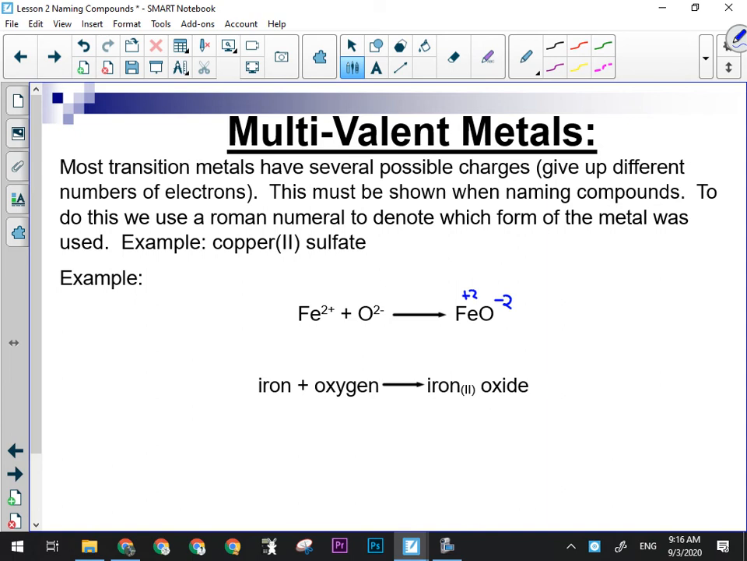Okay, that's not the tricky part. The tricky part is remembering to do it. Lots of times people just look at a formula when they're writing the name and they forget to check whether that metal needs a Roman numeral or not. The only ones that need Roman numerals are the ones that have more than 1 possible charge.